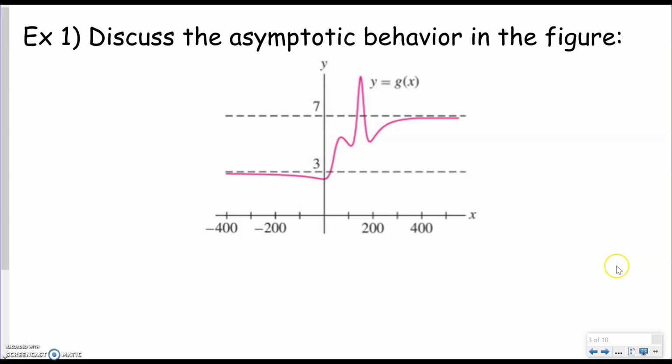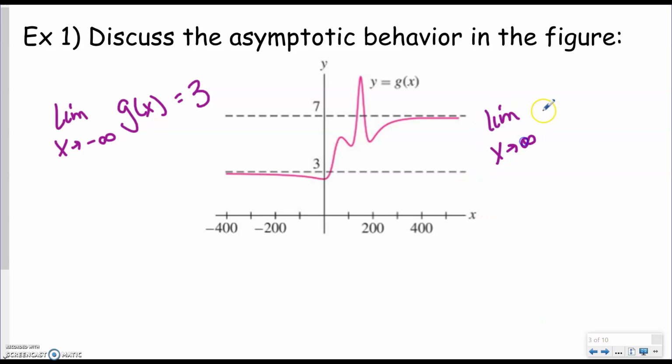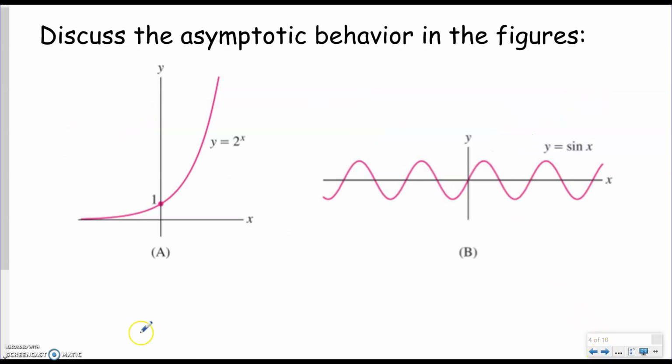Okay, so describe the behavior in the figure. It is as simple as this. When we look at the left side of the graph, the limit as x approaches negative infinity, and we're going to use g of x because that's how it's labeled, of g of x, notice it kind of levels out right here at 3. And on the right side of the graph, the limit as x approaches positive infinity of g of x, it kind of levels out here at 7. It's that simple. Okay, do the same thing with the next two.